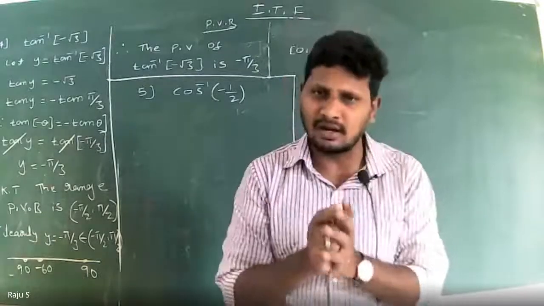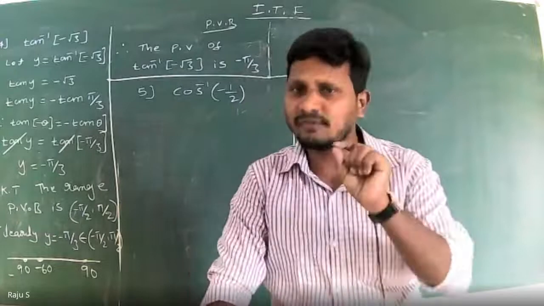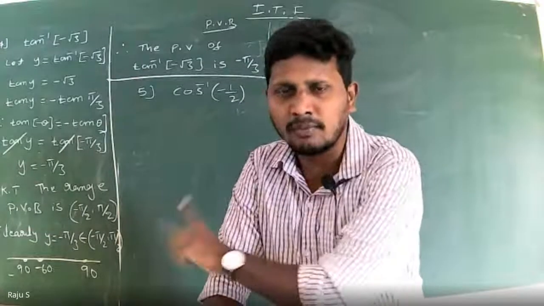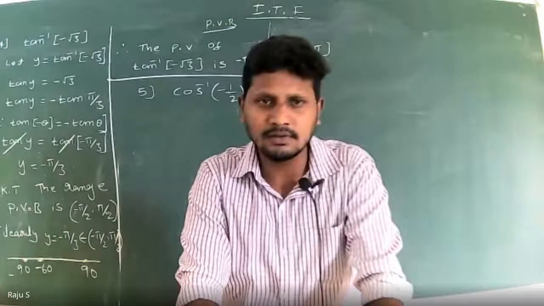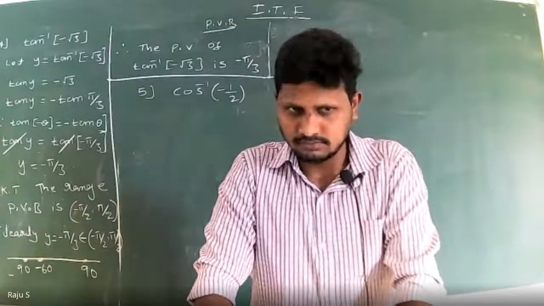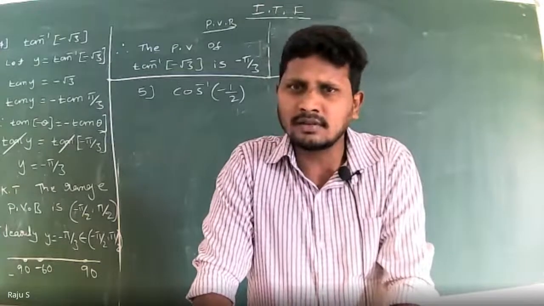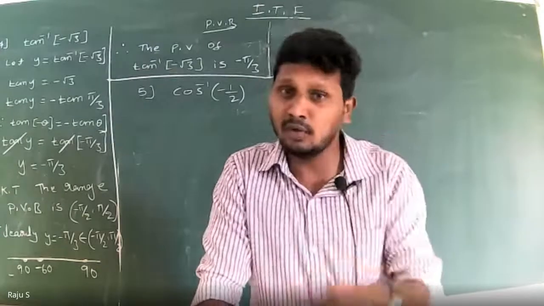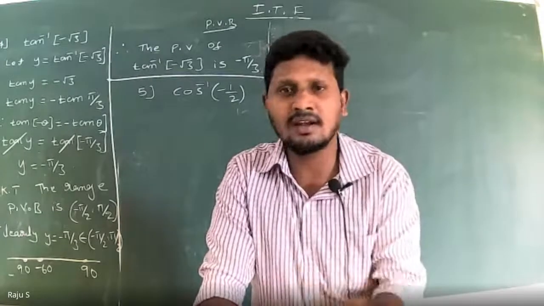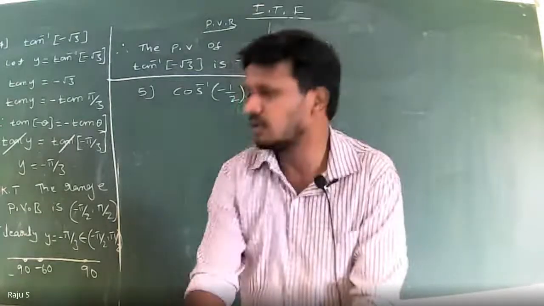In the second quadrant, for what value of theta will cos be equal to minus 1 by 2? Anyone? 2 pi by 3. 2 pi by 3? Yeah, that is the answer. That is absolutely the right answer, but we cannot write it directly. We know the answer, but we cannot write it directly. Yes or no? So what to do for that?